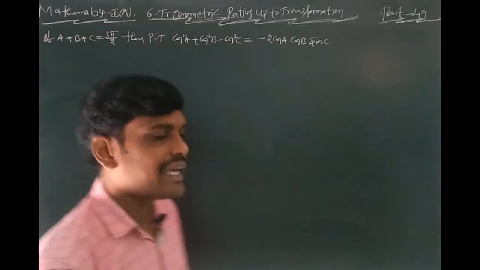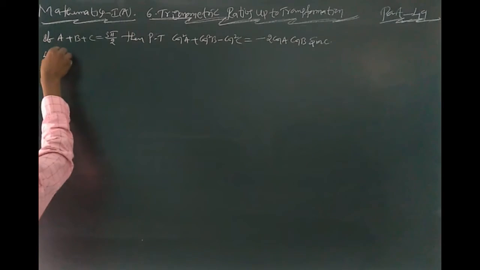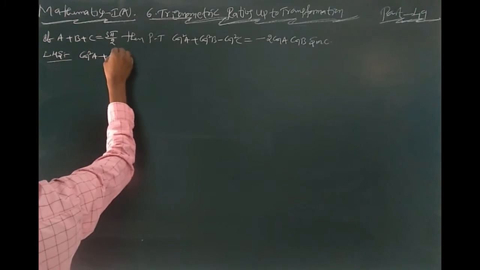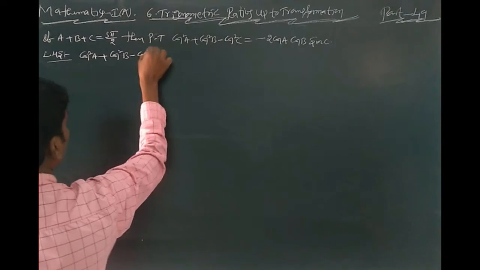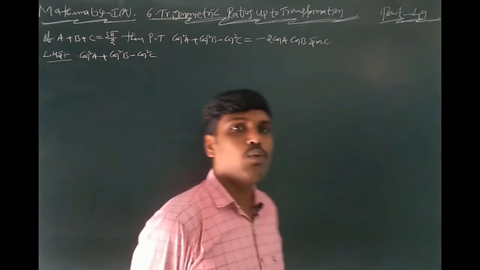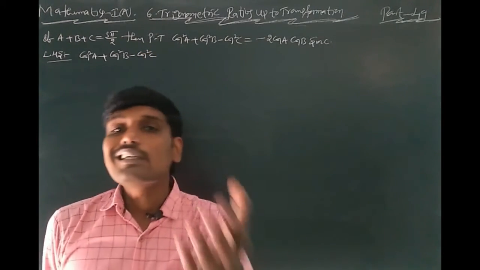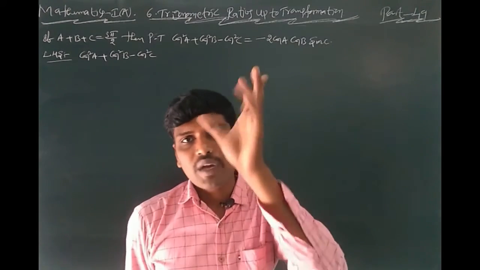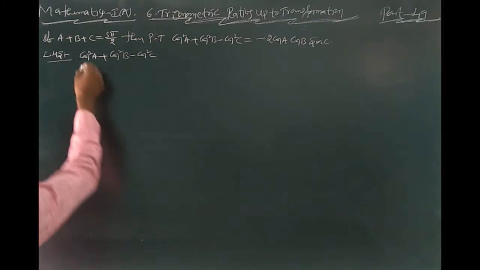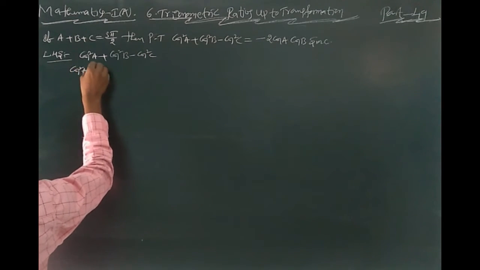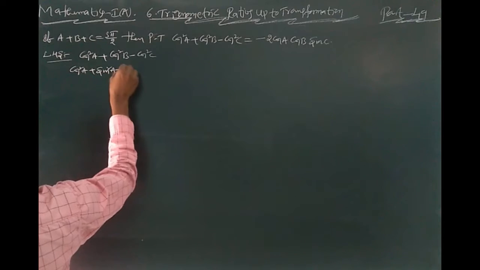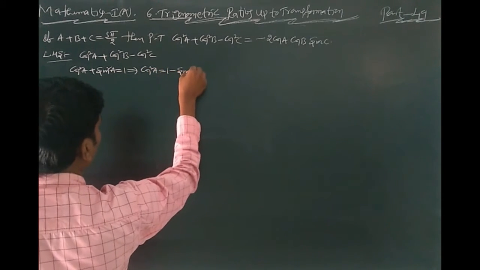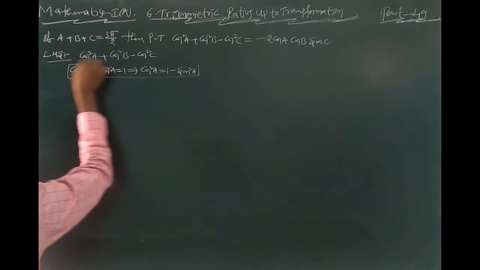First of all, we have to take the LHS part. What is that LHS part, friends? Cos square A plus cos square B minus cos square C. In this model problem, we explained in previous classes the 180 degrees model. First, you can write the first identity. What is that first identity? Cos square A plus sin square A equal to 1. Then cos square A is equal to 1 minus sin square A. This one is the first identity.